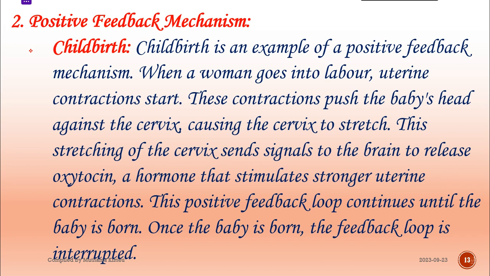During labor, the wall of the uterus contracts. Then a hormone is produced, oxytocin, which causes further contraction. It does not bring about change in the initial process, but it amplifies the process. It leads to stronger uterine contraction, and we say this positive feedback loop continues until the baby is born, and that is an example of a positive feedback mechanism.